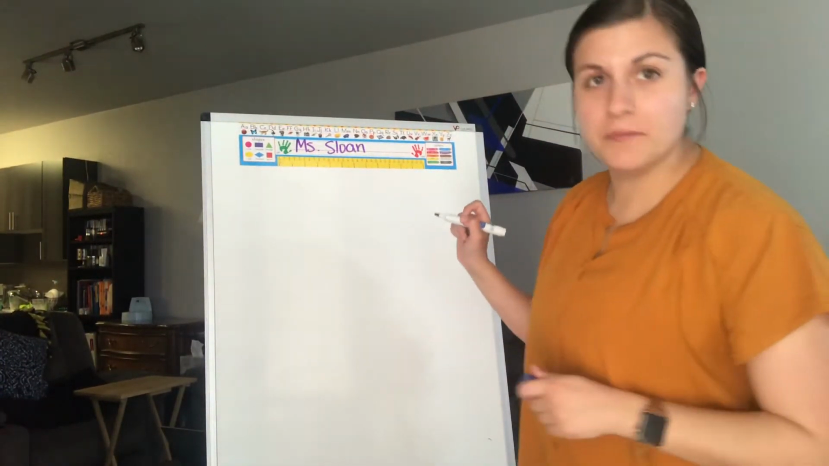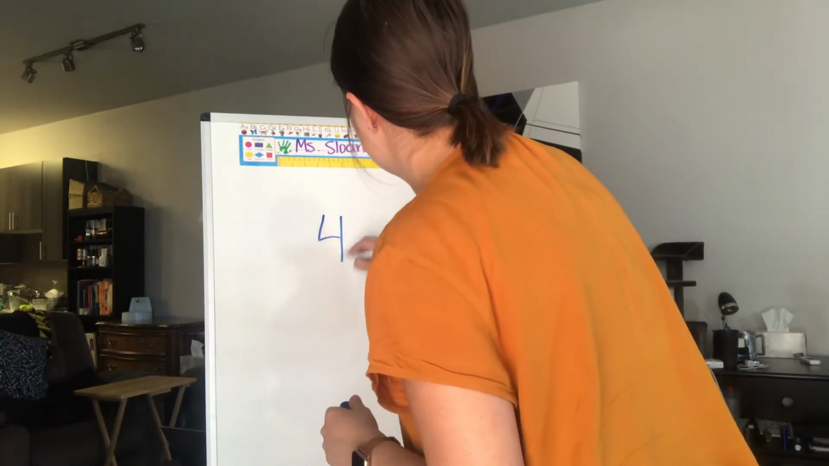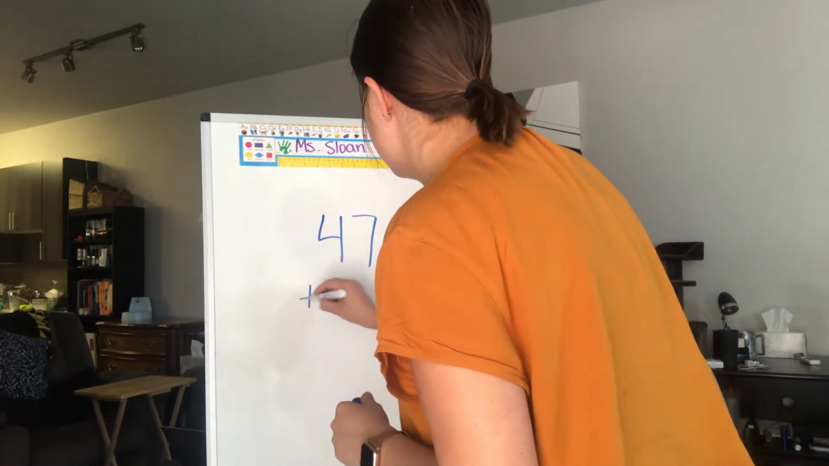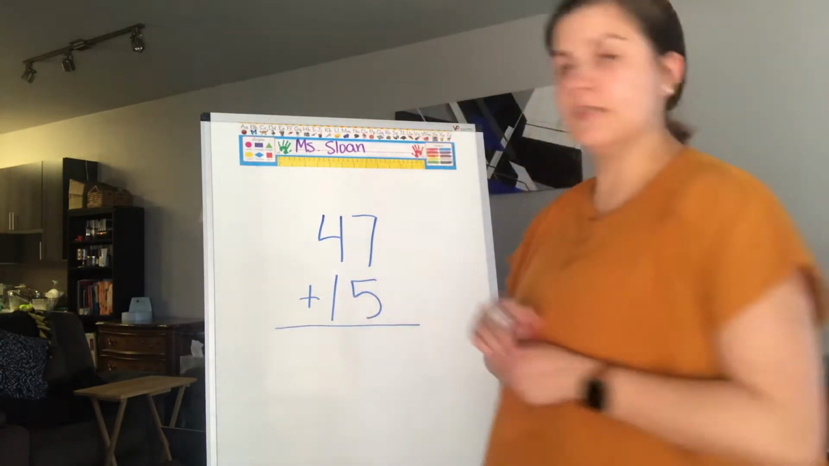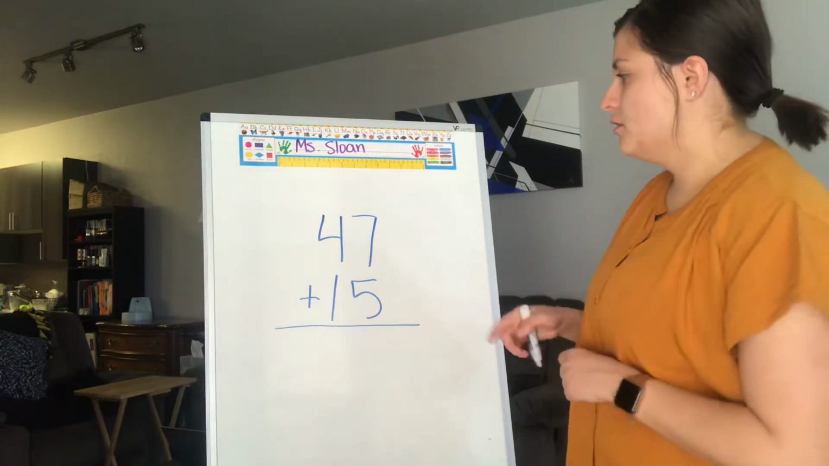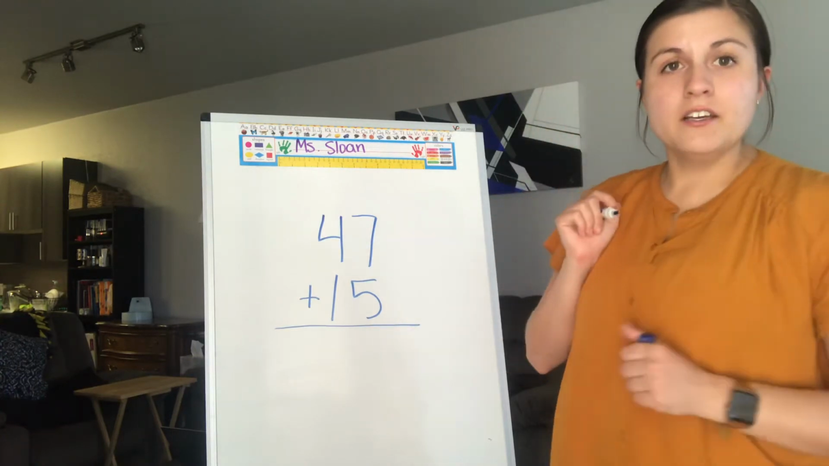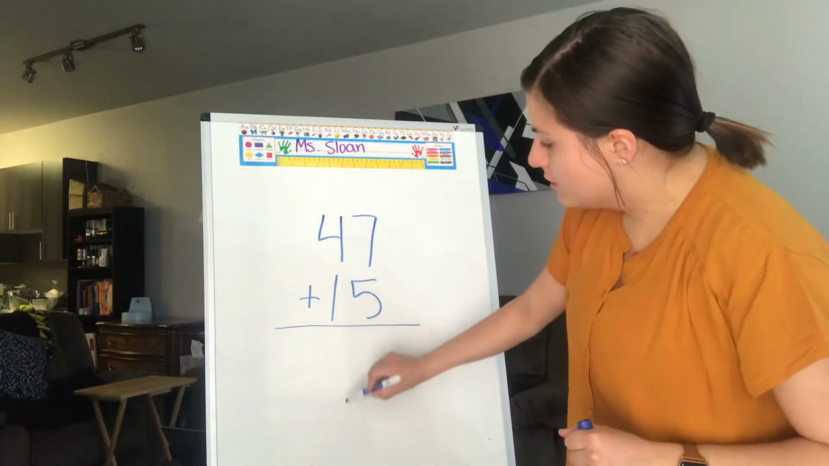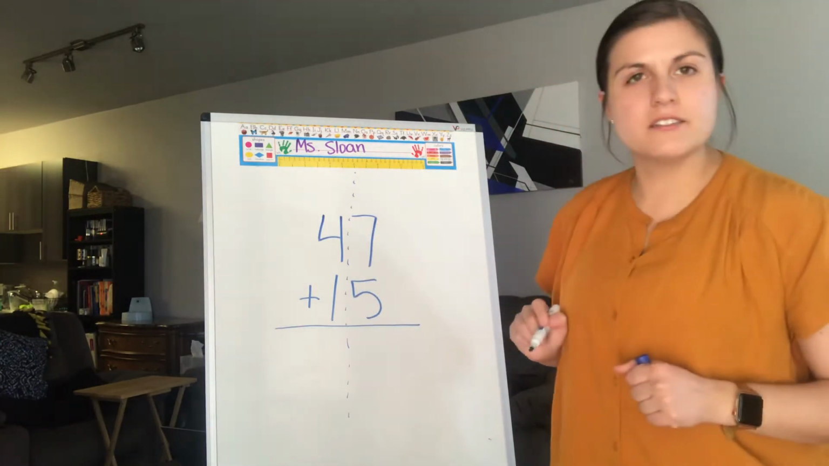So let me write that on my board. 47 plus 15. So we've got two numbers here with the ones and a tens place. The first thing that we are going to do is draw a line to cut these numbers in half.